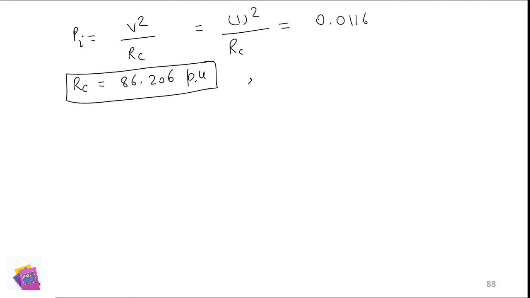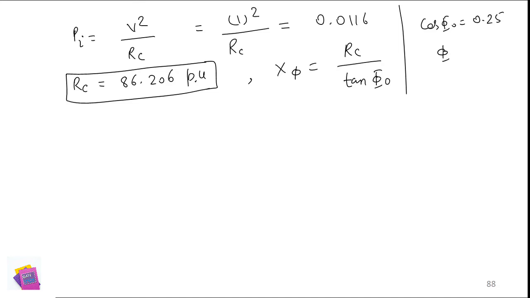Okay, RC, and directly you can find out X5. Remember the open circuit test I explained in my lecture. X5 equal to RC by tan phi naught, and phi naught is given to you. Cos phi naught equal to 0.25, so phi naught equal to cos inverse 0.2. Phi naught is 75.52 degree.